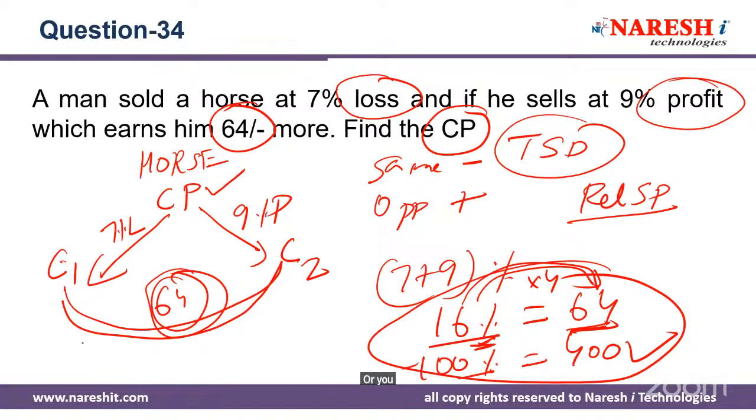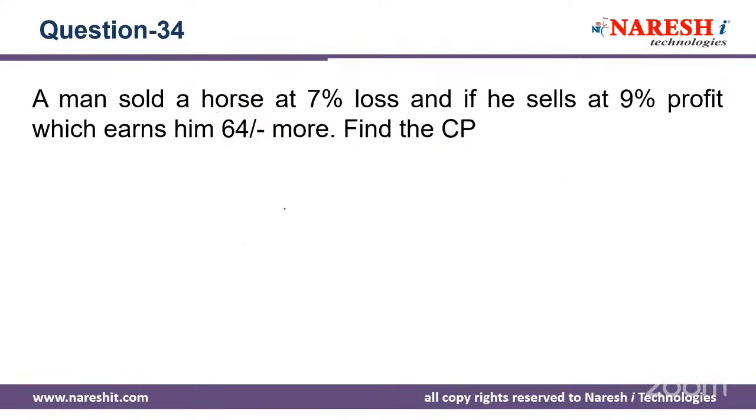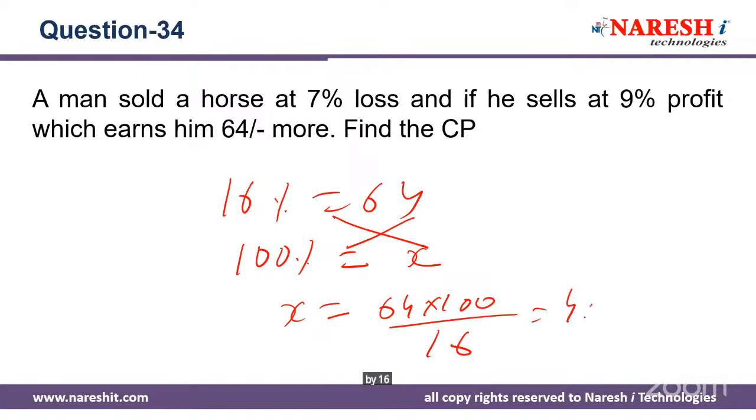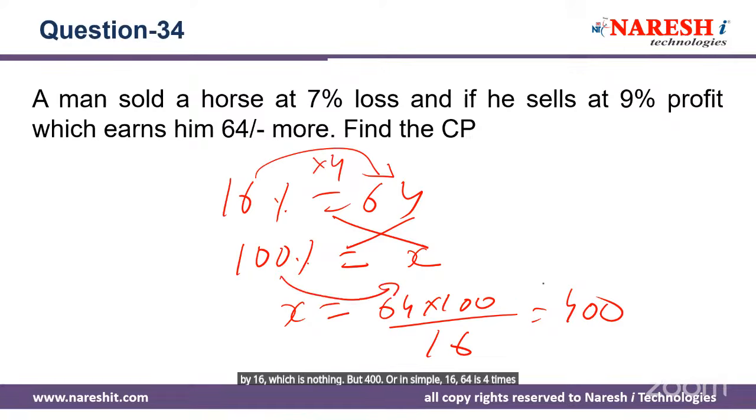Or you can also do it like this. 16% is 64 rupees. To find 100%, do cross multiplication. So if this is x, x equals 64 into 100 by 16, which is nothing but 400. Or in simple, 64 is 4 times, so 100 times 4, 400, is also possible.